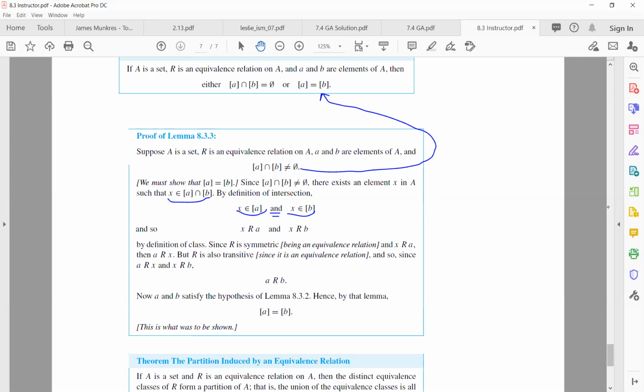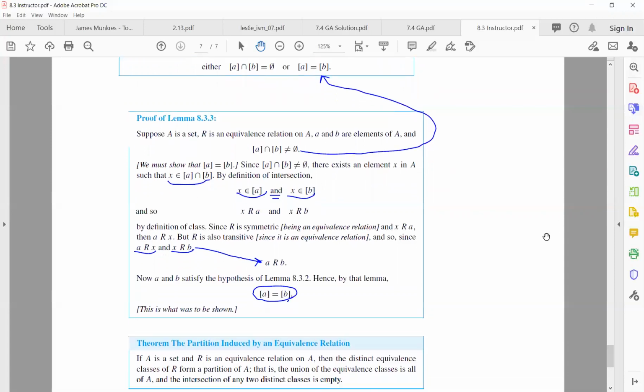At the same time, we know that R is an equivalence relation. It's symmetric. So x is in relation with A, or A is in relation with x, and x is in relation with B. It gives you the result that A is in relation with B. Therefore, by using the previous lemma, the equivalence class of A must be equal to the equivalence class of B.